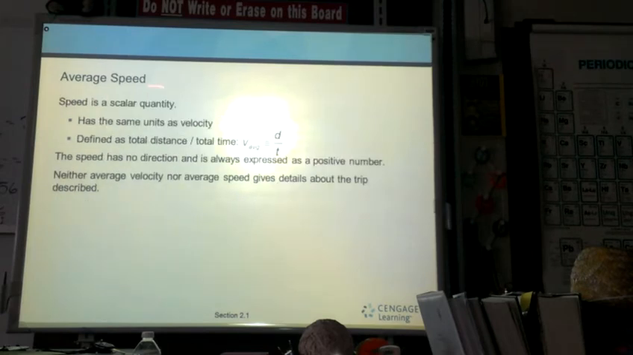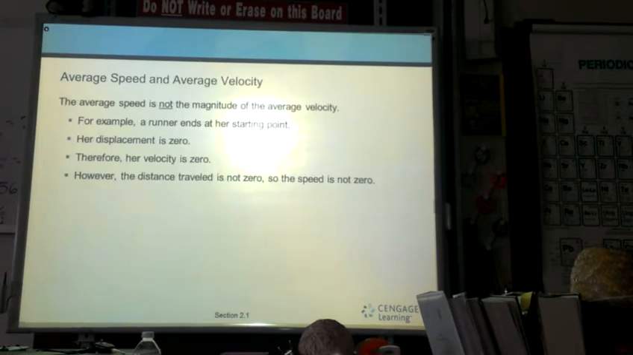Okay, for average speed, it's a similar thing, it's just that for average speed, it's distance over time instead of displacement over time, because remember, speed's a scalar, distance is a scalar, so that's why we have to use the scalar quantities together. So neither average velocity nor average speed gives details about the actual trip described. We're just trying to find out more mathematical quantities instead of understanding what the actual trip was like.